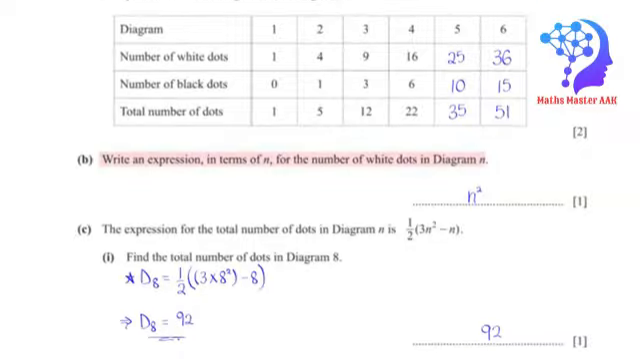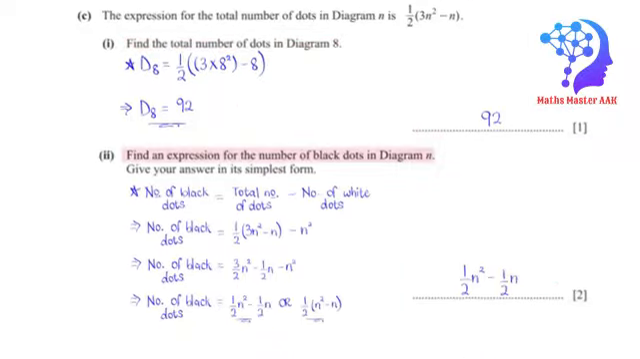Write an expression in terms of n for the number of white dots in diagram n. And so that is n squared. The expression for the total number of dots in diagram n is 1/2 times 3n squared minus n. Find the total number of dots in diagram 8. So all we need to do is substitute n equals 8 into the equation. And so we have 1/2 times 3 times 8 squared minus 8. This gives us 92.